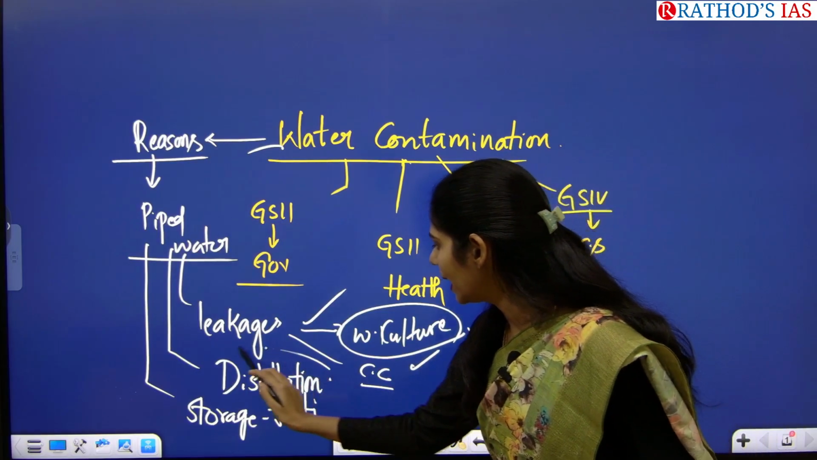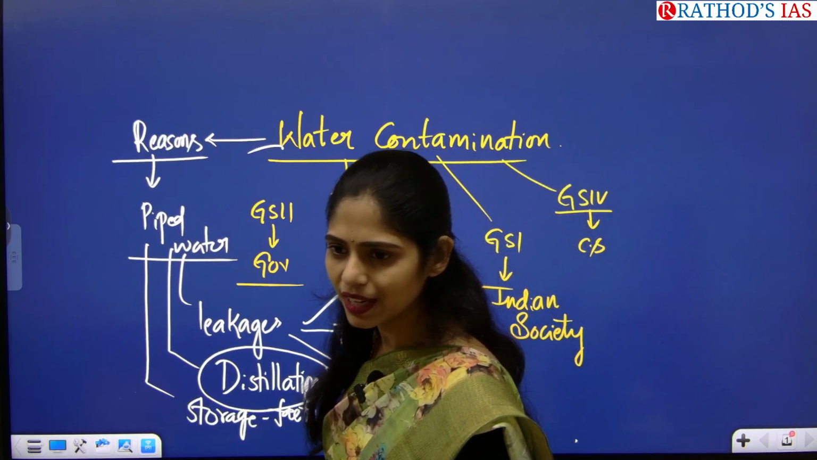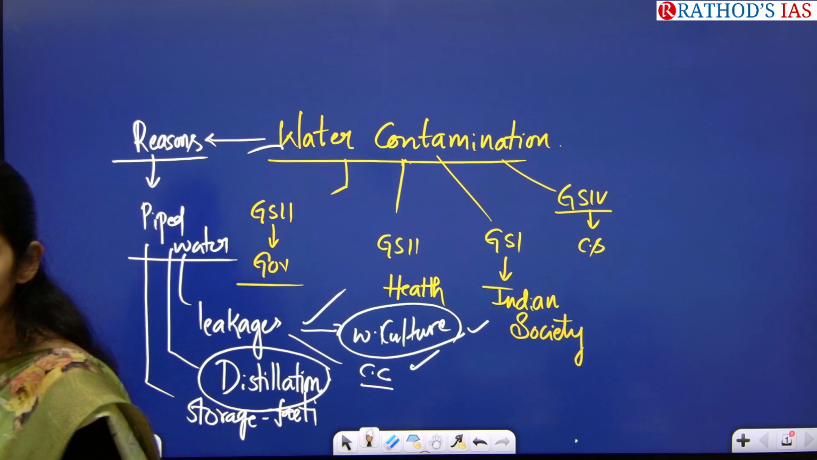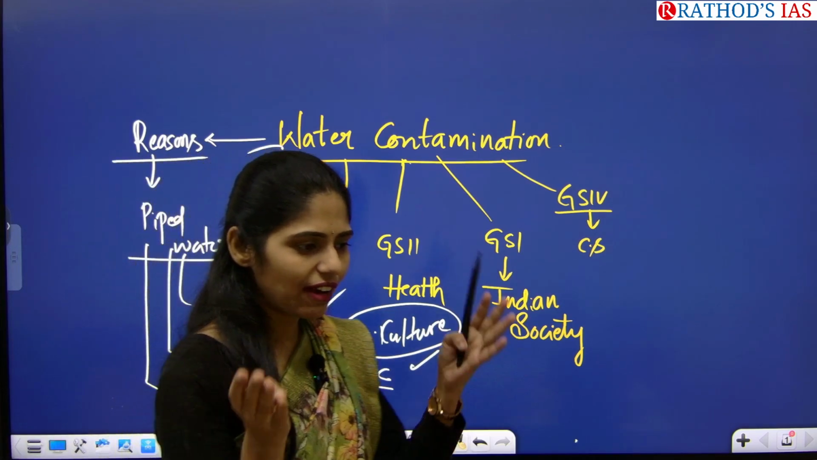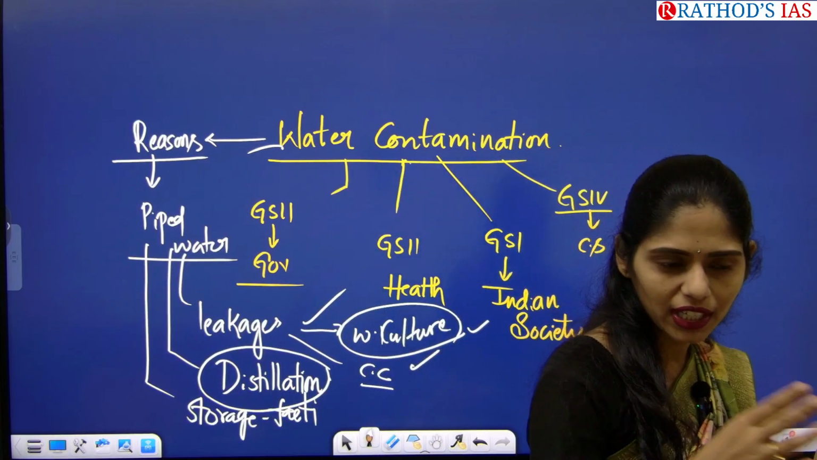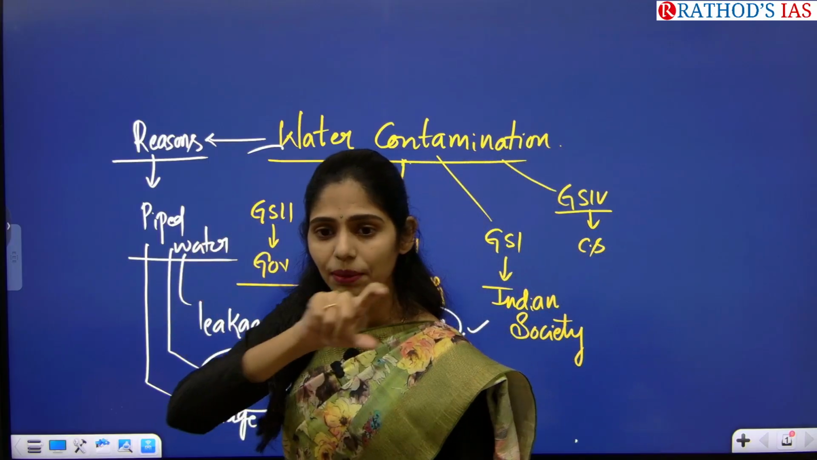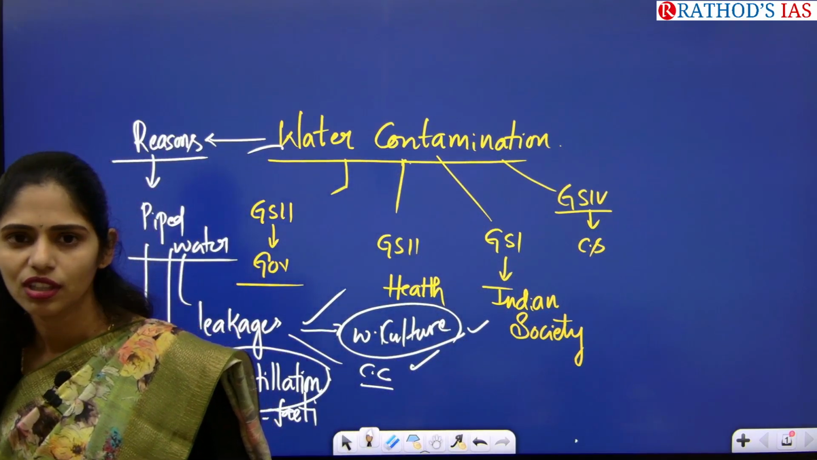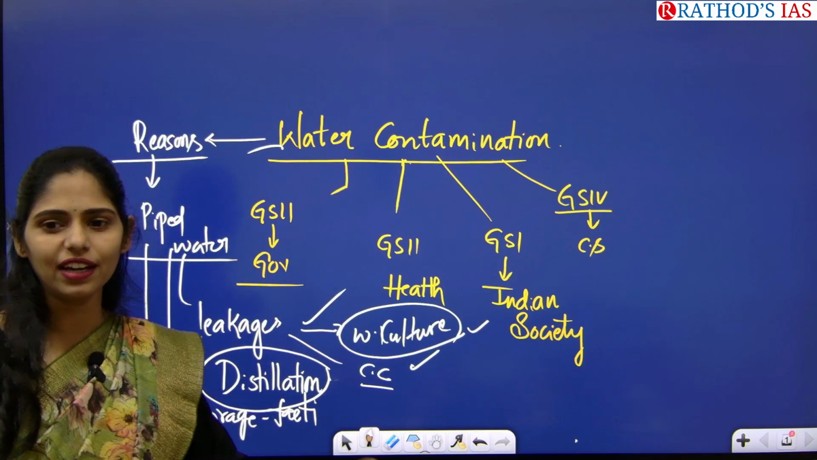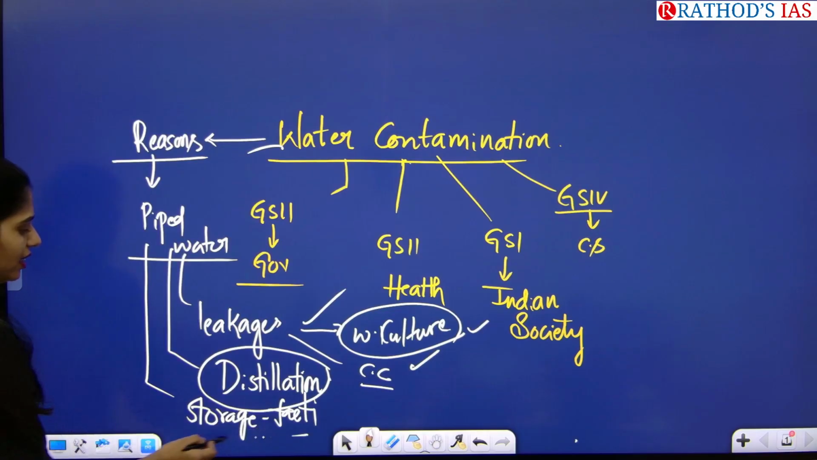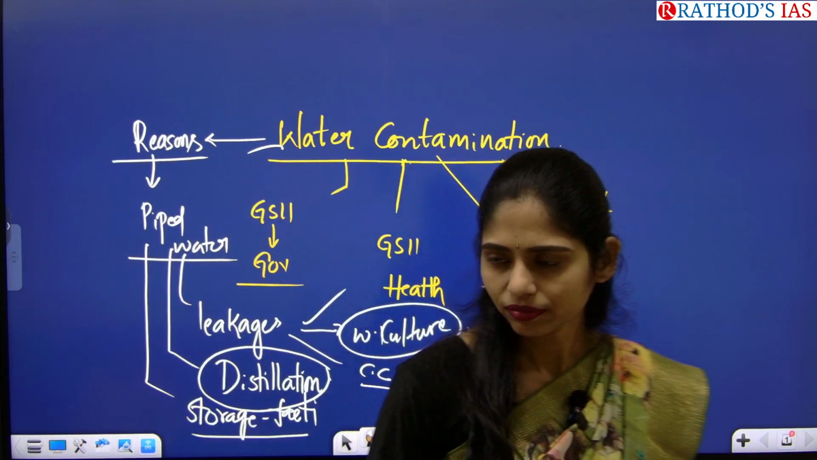And next, what can we do for the distillation problem? We have to go for proper treatment of water before releasing it into pipes. And next, even after proper treatment of water in the storage facilities, there may be contamination that happens in the pipe also. If the pipe is not good, obviously there may be a chance of contamination. We have to go for regular cleaning of the pipes. And at storage facilities also, we need to ensure proper storage of the water.